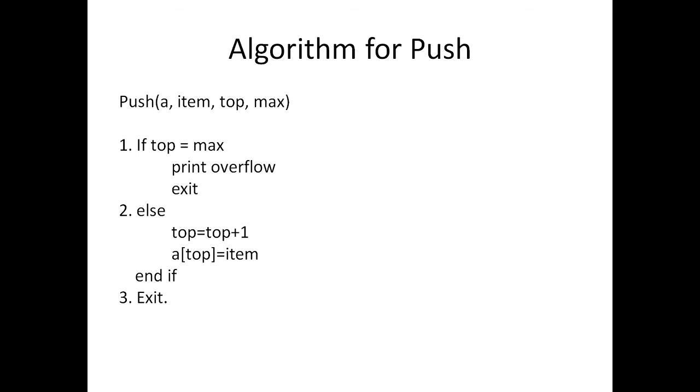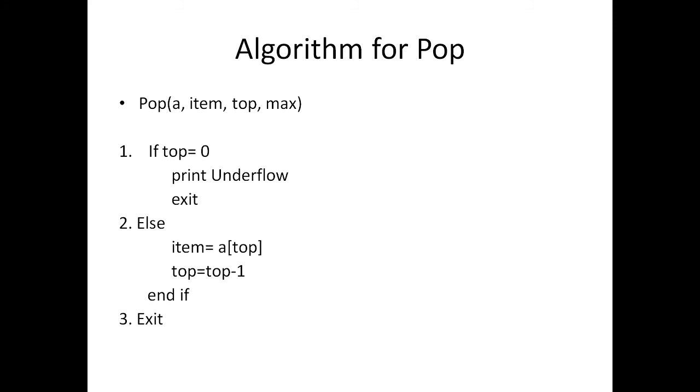Similarly for pop, if top is equal to 0, that means the stack is empty. Then there are no elements to be deleted and hence we will quit. Otherwise, if there is some element left, we will take the topmost element of the array and put it into item, decrement top, and then quit.